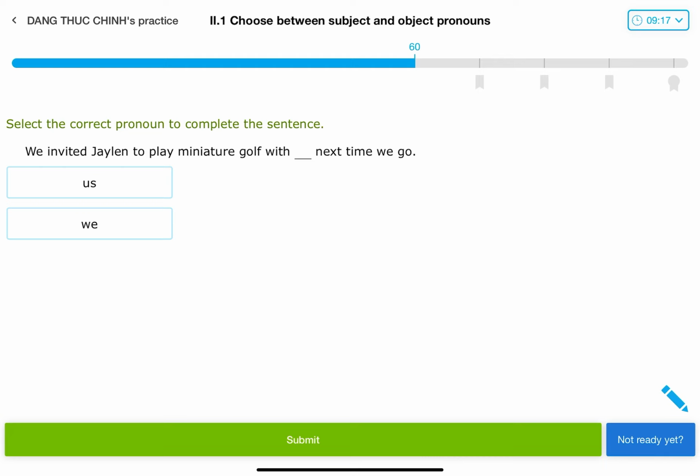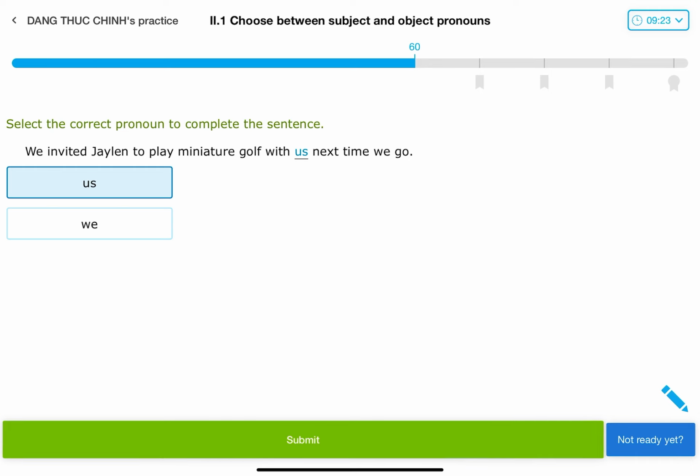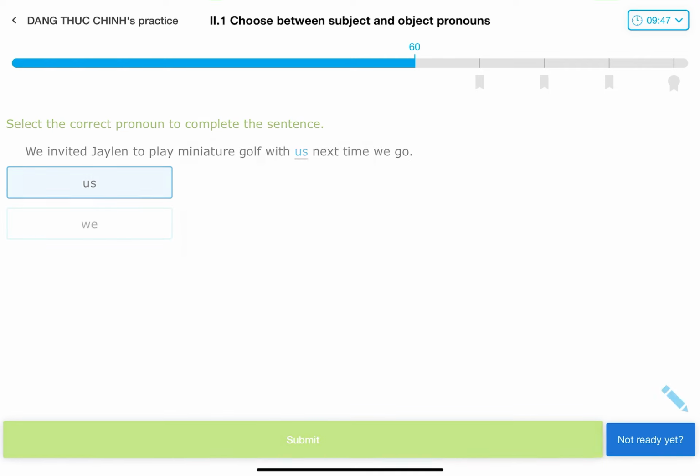We invited Jalen to play miniature golf with us next time we go. With is a preposition, and we have with before this pronoun, so we use an object pronoun after a preposition. Wait, we use a preposition before the object pronoun. So we would use us here.